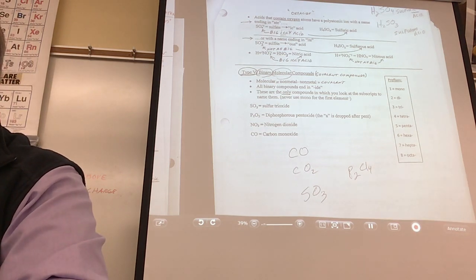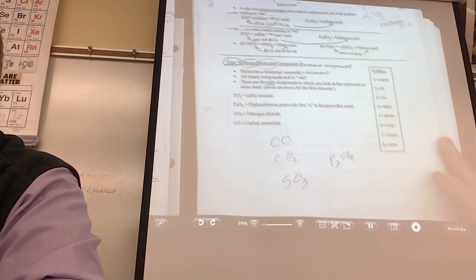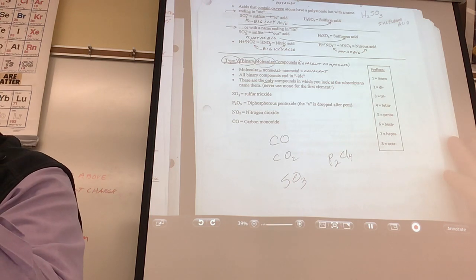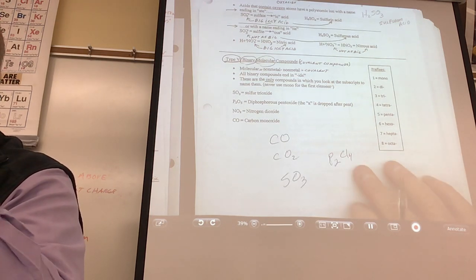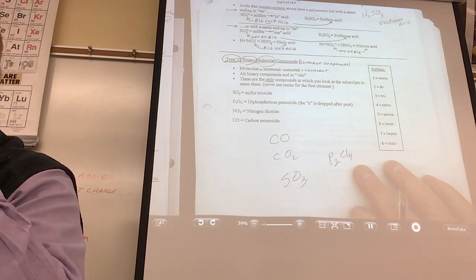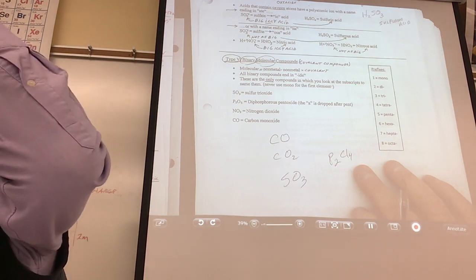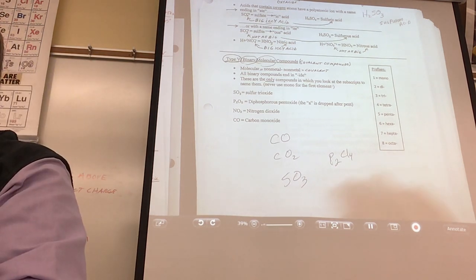What about that? I just made that up. What do you think? Diphosphorus tetra... and it ends. Why is it in IDE? All binary compounds end in IDE. See that? I'm not worried about this one.